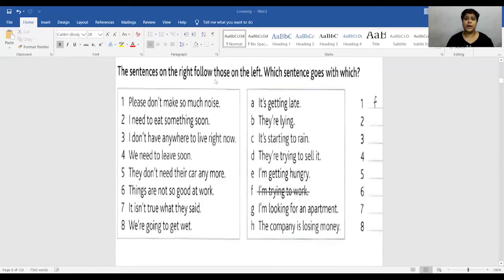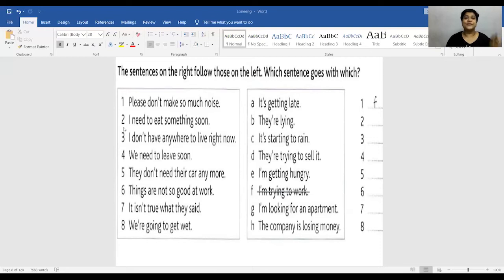Let's take a look at another exercise. The sentences on the right and on the left, which sentences go with which? Basically, you need to match A and match B. These are all A and these are all B. So let's take a look at the first one. It's already done for us, but I'm going to read it for you nevertheless. "Please don't make so much noise." So the F, they've already written there. The F is "I'm trying to work."